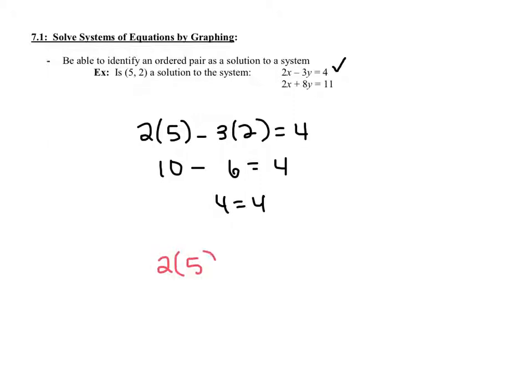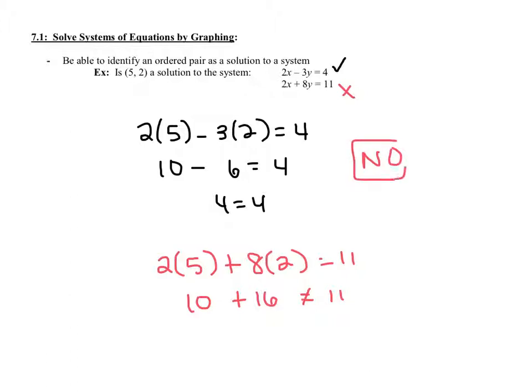So 2 times 5 plus 8 times 2. And obviously that's not going to come out, because it's 10 plus 16, which is not 11. So no. The answer that you write is no, it's not a solution to the system. And all of this right here would be your work to support that answer. Remember, you can't just say yes or no without work to support it.